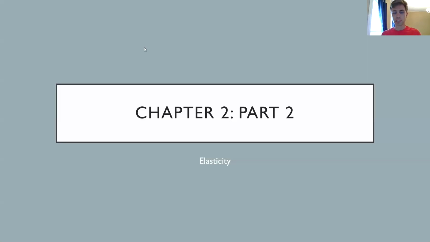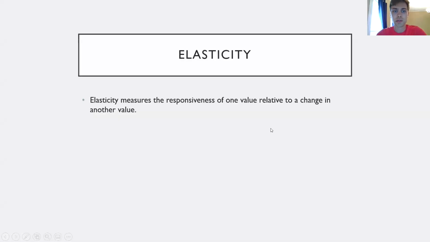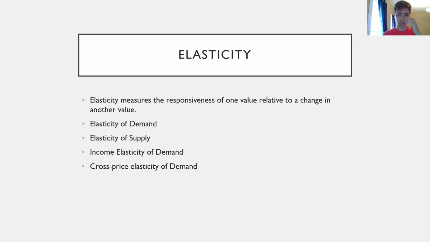Okay, in this video, we're just going to finish up chapter 2 from our textbook and just cover elasticity in this video. All right, here we go. So elasticity generally is measuring the responsiveness of one value relative to the change in another value. Since you've already covered this in Econ 201, we're going to go through it again quickly with a little more depth, but this should mostly be review.